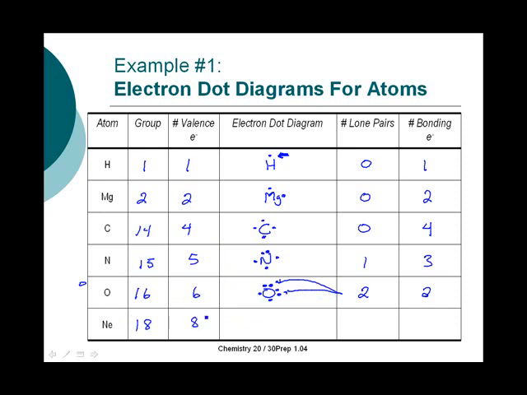Neon is in group 18, so it has 8 electrons, and so it has a full valence electron shell. It has 4 lone pairs and no bonding electrons. And this is why noble gases don't get involved in reactions, because they have no bonding electrons. It has no spots that are unhappy. It has a full valence shell. It has no need to get electrons from anywhere else. So there's nowhere around this atom where bonding can occur.